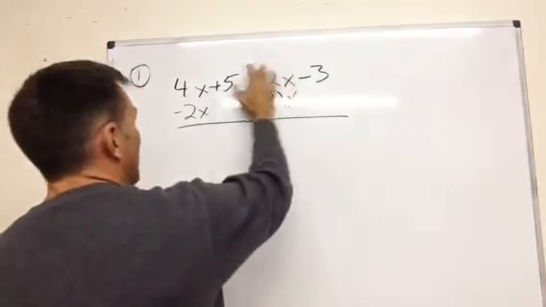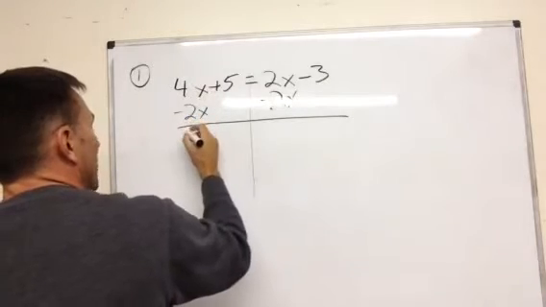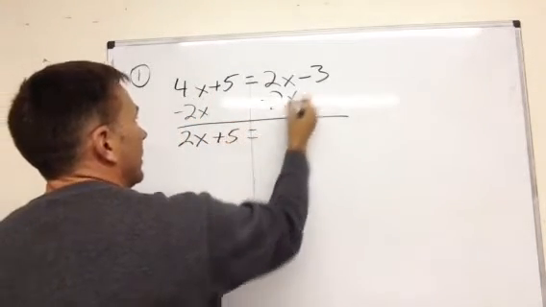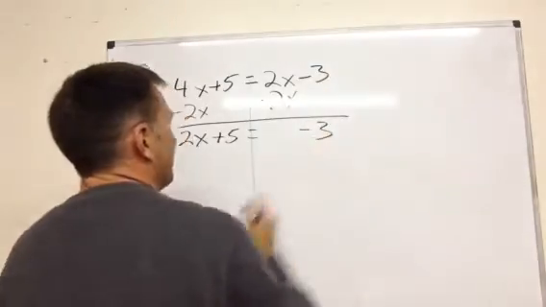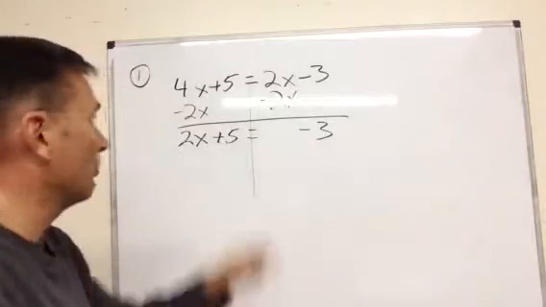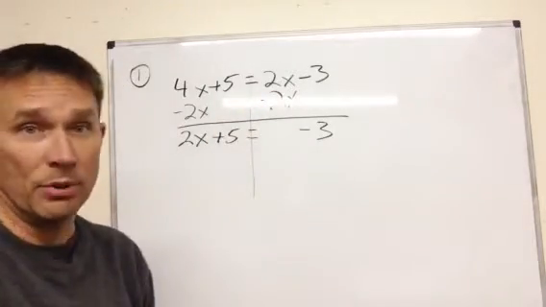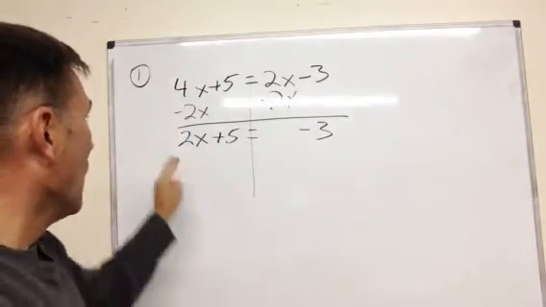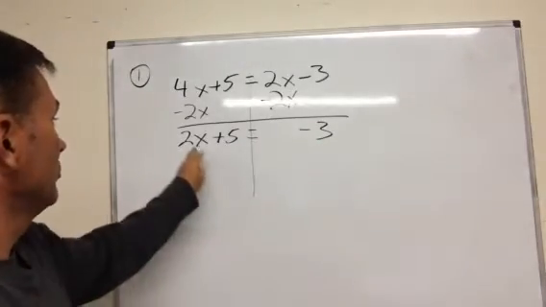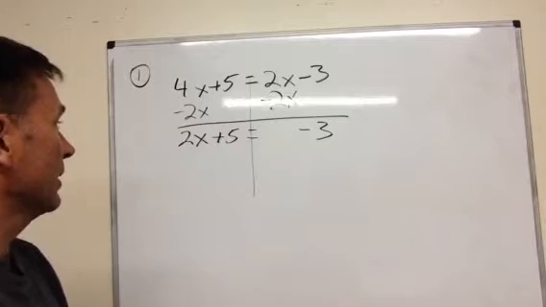This cancels out. 4x and minus 2x is 2x. We carry down the 5. We carry down the negative 3. If you notice, I'm adding the x's under the x's. Don't mix them up, x's and plain numbers. Now, we're back to an equation we've been working on for a couple weeks now. 2x plus 5 equals negative 3.